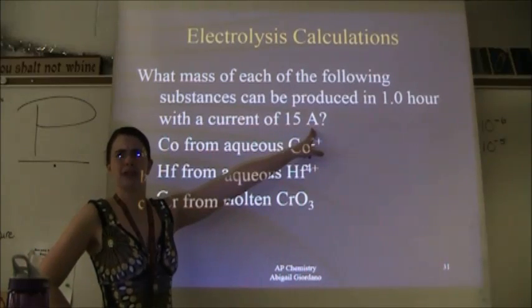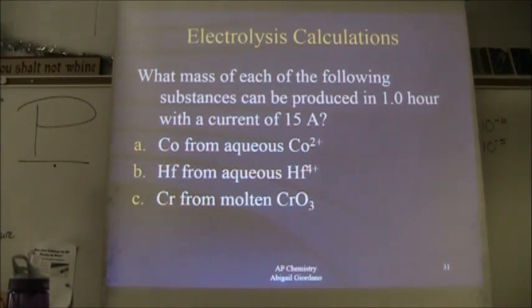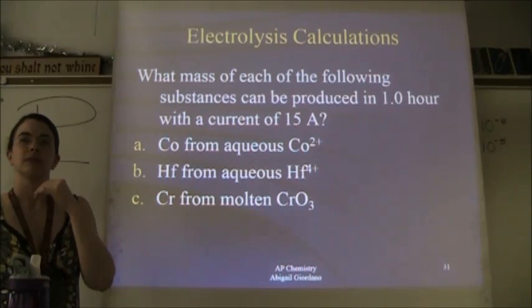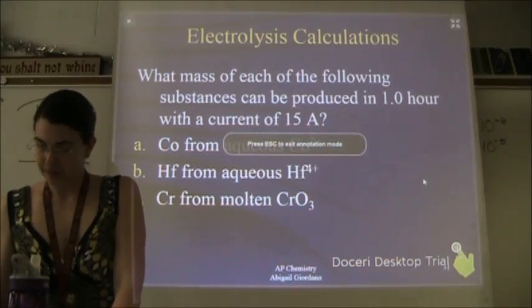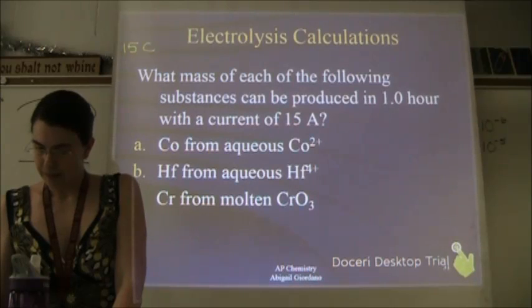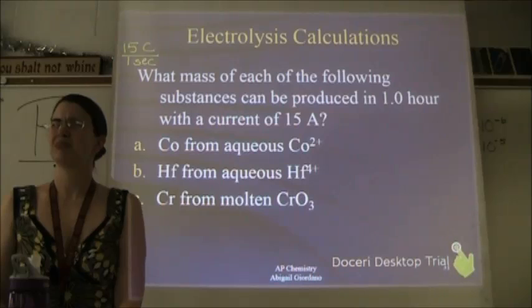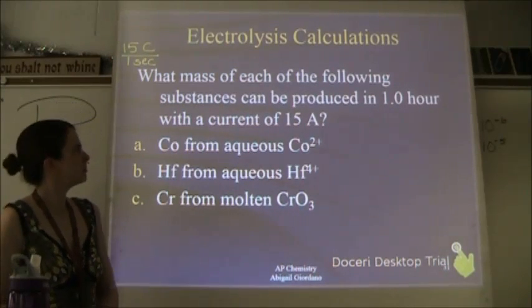What's A? Amps. Those of you that are gifted in physics, what's another way to write the unit of an amp or an ampere? It's something per something. Coulombs per second is correct. What's a coulomb? Yeah, it's a unit of charge.